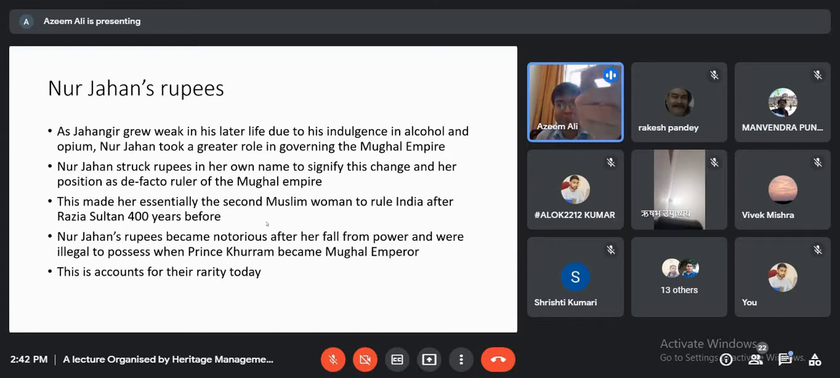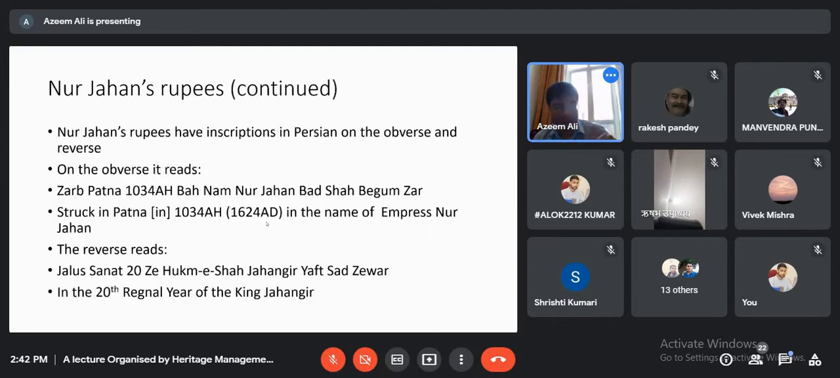So if I had this rupee during the reign of when Prince Khurram became Mughal Emperor, I could have been into serious trouble with the Mughal authorities. And this is why these coins are so rare, because a lot of these were actually melted down and confiscated. And Nur Jahan's rupees have inscriptions in Persian on the obverse and reverse.